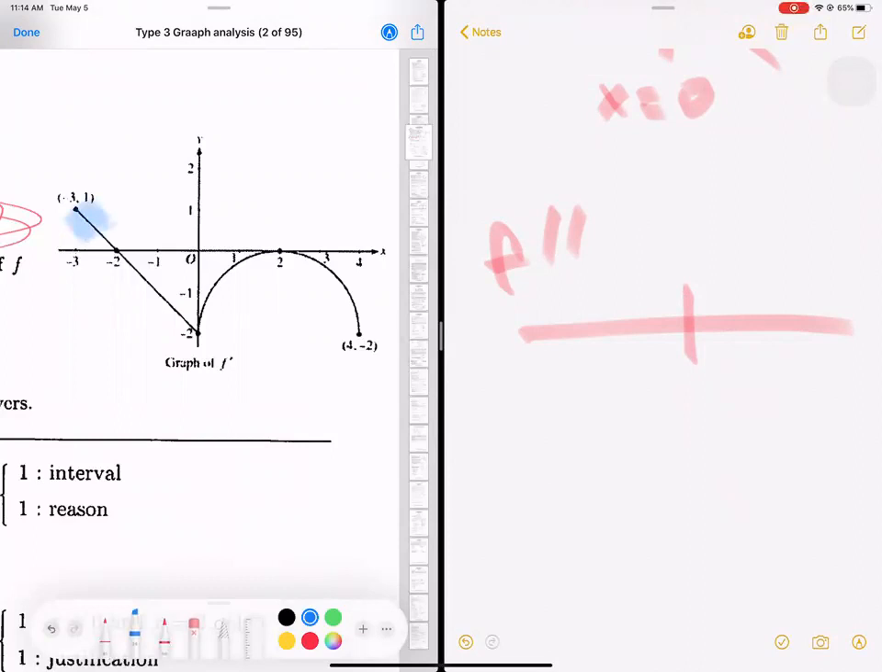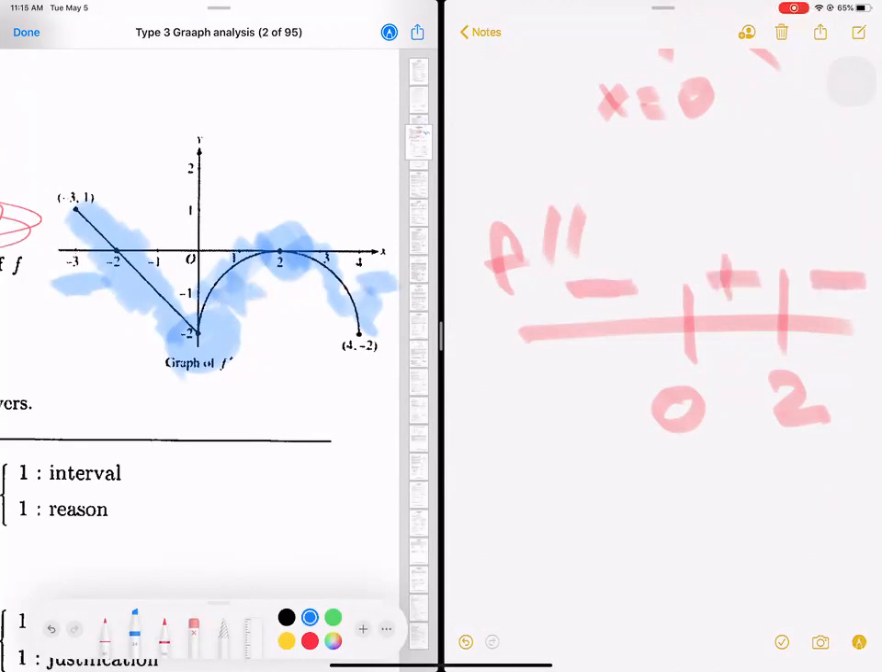Well, the slope here is negative, the slope here is positive, and the slope here is negative. So we have to change signs someplace. We change signs at 0 and at 2. So at 0 and 2, our derivative is 0 or it doesn't exist. Now, do we have a sign change? Well, our slope here is negative, our slope here is positive, and our slope here is negative. So we do have a sign change at 0 and 2.